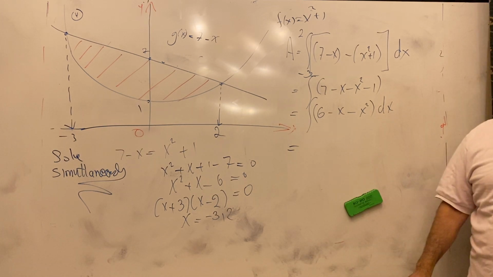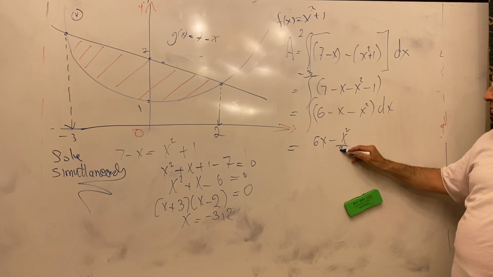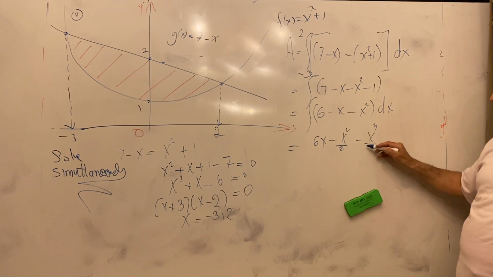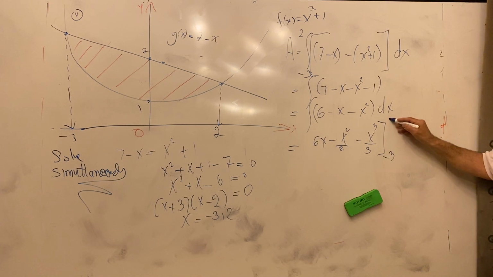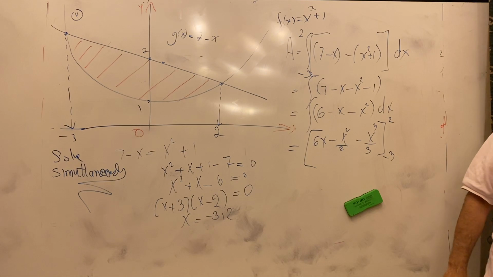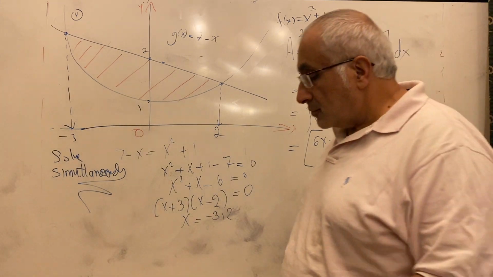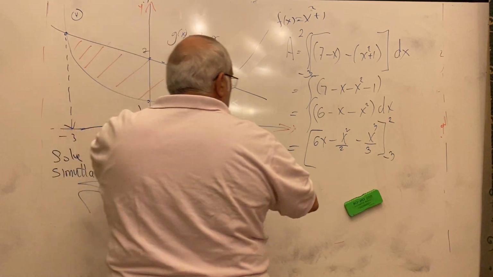The integration of 6 is 6x, of x is x squared over 2, and of x squared is x cubed over 3. And where is that from? From -3 all the way to 2. See how much work you have to put in all of that? Now, at the last step, you should be able to do the only thing that you should know.